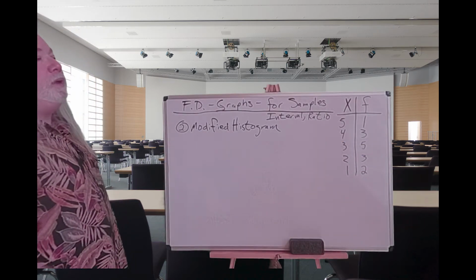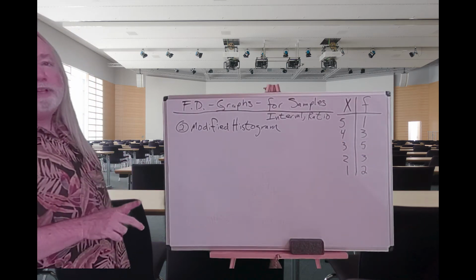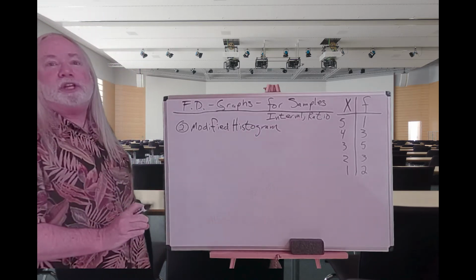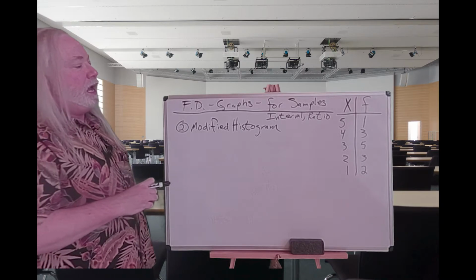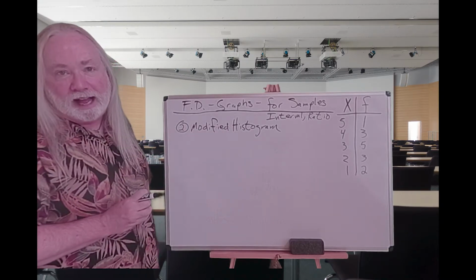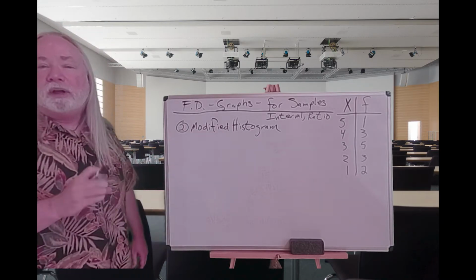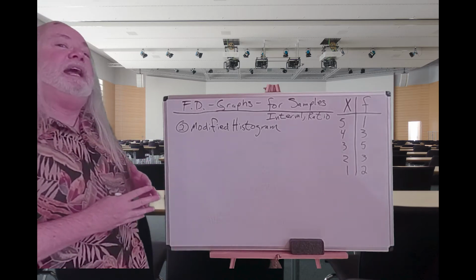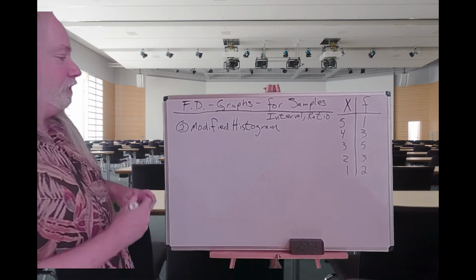Okay, so we're continuing to build graphs for data taken from a sample. And again, we're really dealing with data that's at the interval or ratio level. So we did a histogram, and now what we're going to do is called a modified histogram. So it's basically a histogram with some changes to it. So step one, just like before, is to get our blank graph space established.